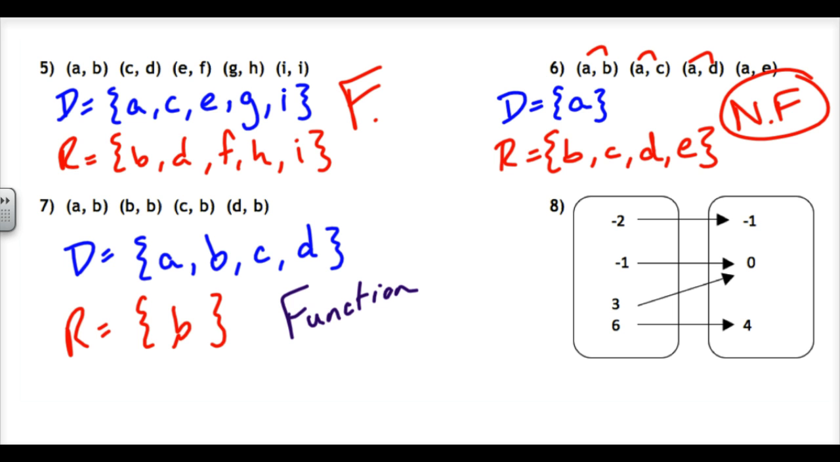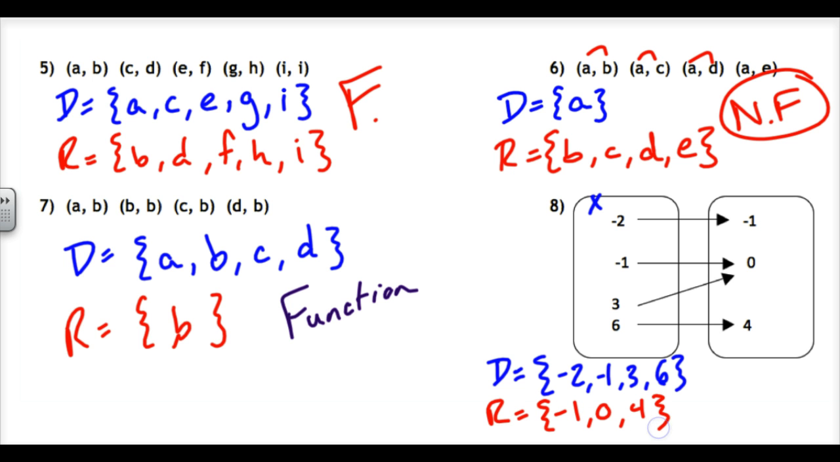Number 8, we got the mapping diagram, your inputs and outputs. Your domain is going to be all of your x values, your input values: -2, -1, 3, and 6. And your range is going to be -1, 0, and 4, all of your output, your y values. Each input only goes to one specific thing, so this is a function.